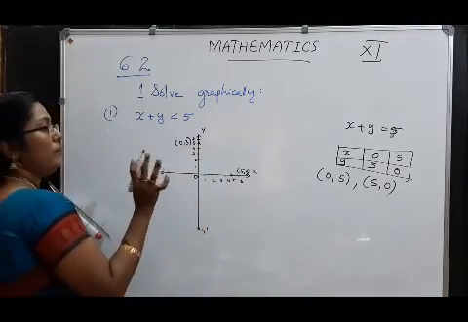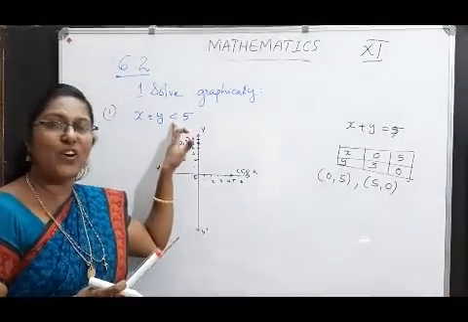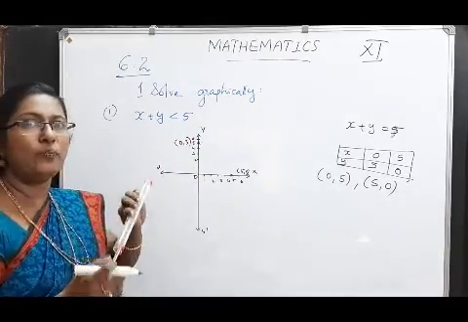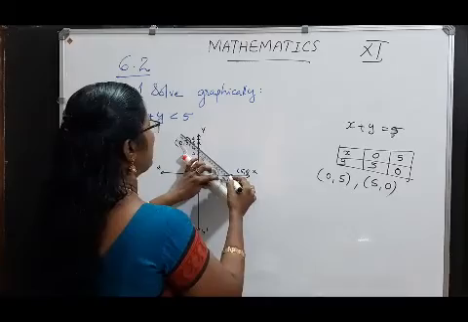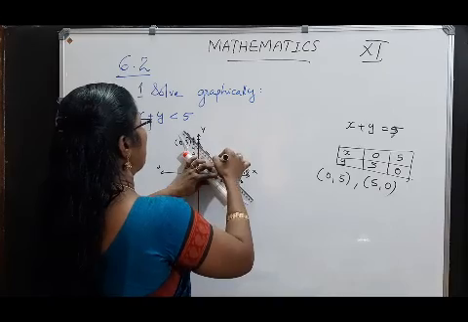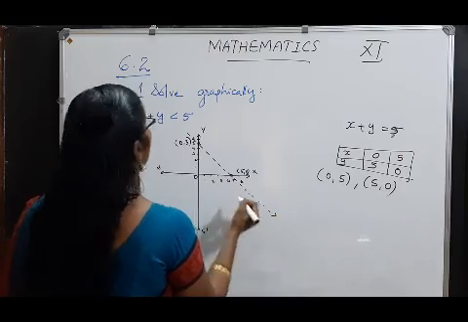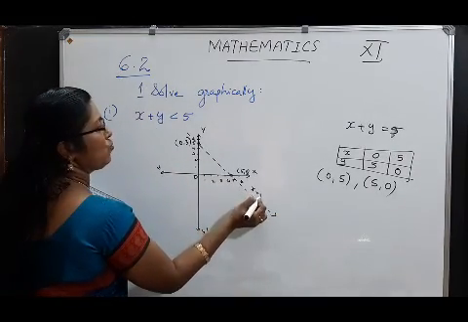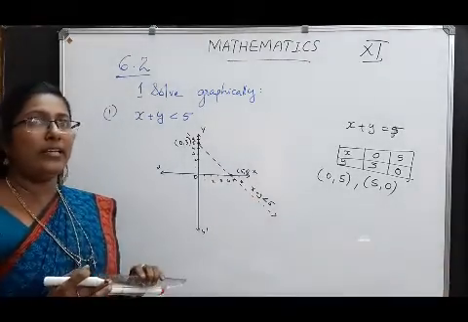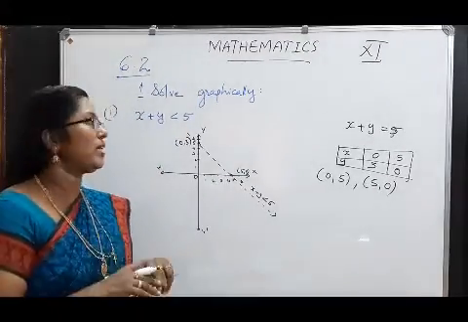Before joining, which inequality is this? This is a strict inequality. That means it does not include 5, so the line should be dotted. Draw the dotted line. Here the inequality is x plus y less than 5. Then we want to find the solution, the feasible region.